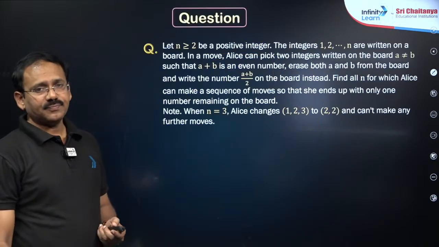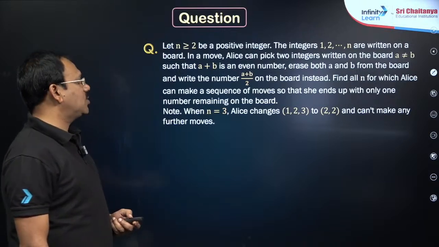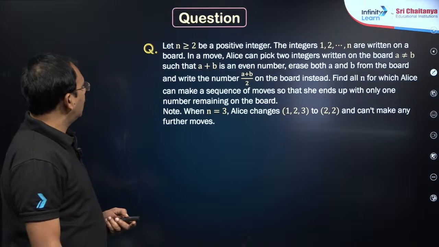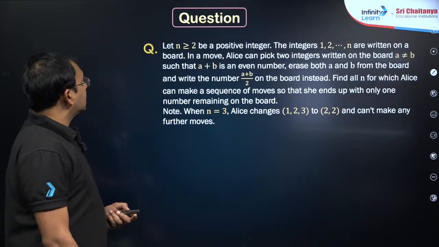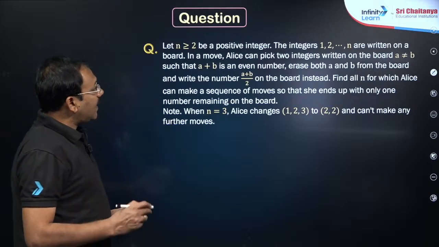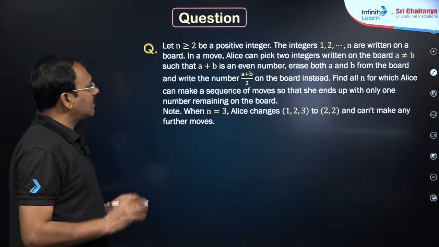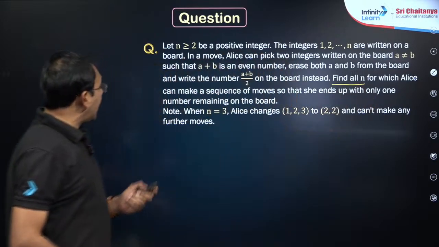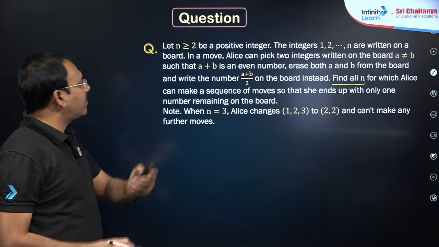You see question number 2. Suppose n greater than or equal to 2 is a positive integer. The integers 1 to n are written on a board. In a move, Alice can pick two different integers written on the board such that a plus b is an even number, that means both even or both odd. Erase both a and b from the board and write their average, (a plus b) by 2, on the board instead. We have to find all such n for which Alice can make a sequence of moves so that she ends up with only one number remaining on the board.